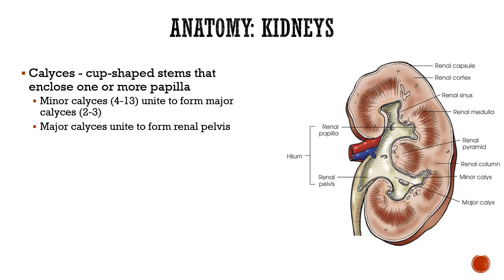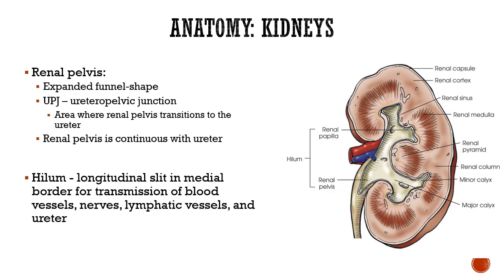So the calyces are the cup-shaped stems that enclose one or more papilla. The minor calyces, there's 4 to 13 of them, unite to form the major calyces. And then the major calyces, which there are 2 to 3 of them, are going to unite to form the renal pelvis, which is this last part.